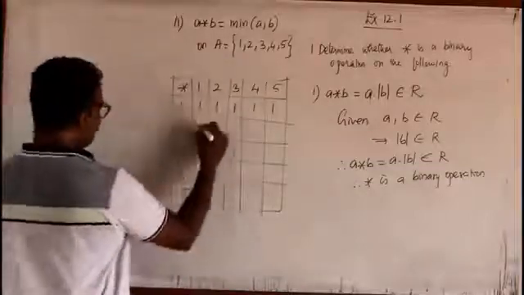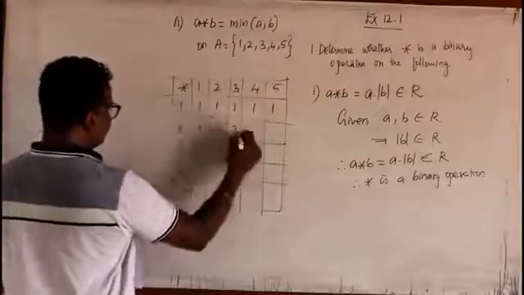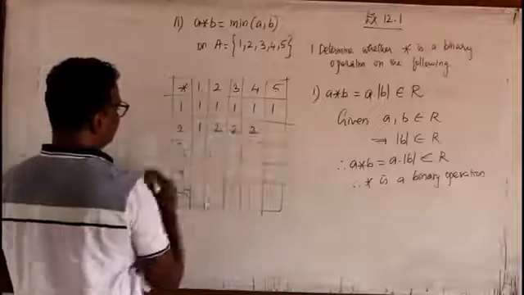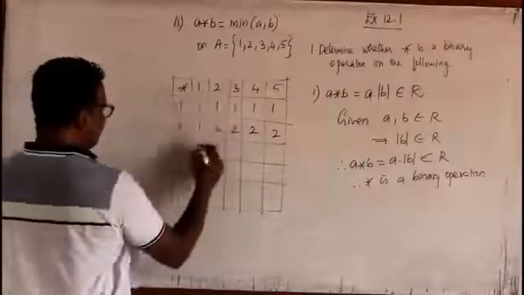Between 2 and 1, 1 is the minimum. Between 2 and 2 we say 2. 2 and 3, 2 is the minimum. 2 and 4, 2 is the minimum. And 2 and 5, 2 is the minimum. 3 and 1, 1 is the minimum.